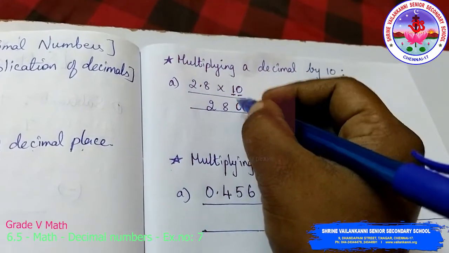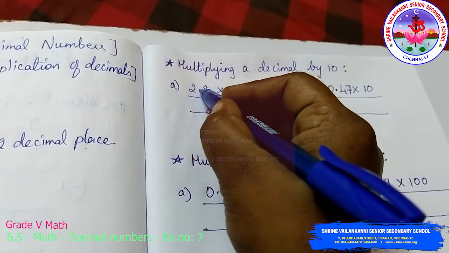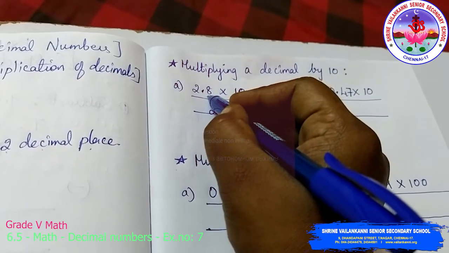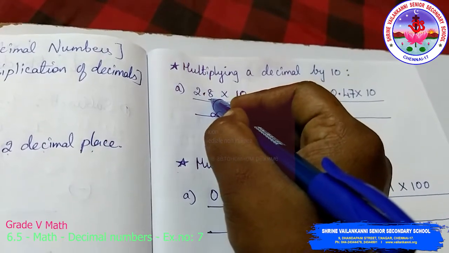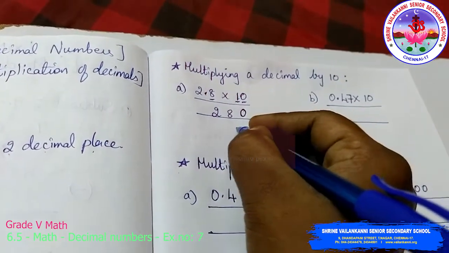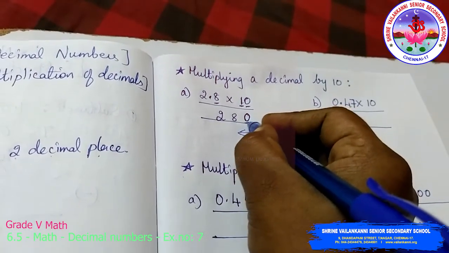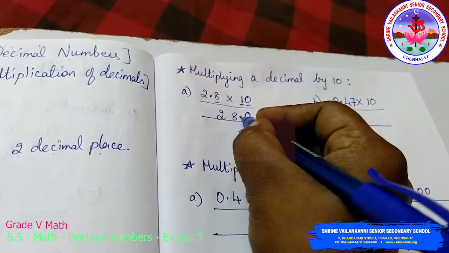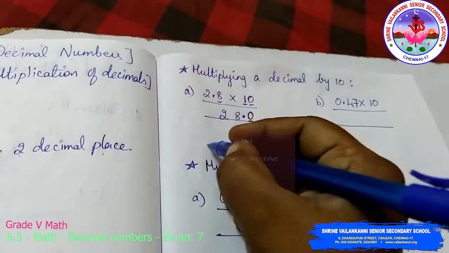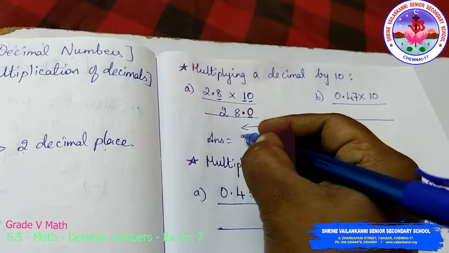After multiplying, now check the decimal place. After the decimal, how many places are there? 1 place. So from right to left, 1 place after the decimal you have to move. Then keep the decimal. So now the answer is 28.